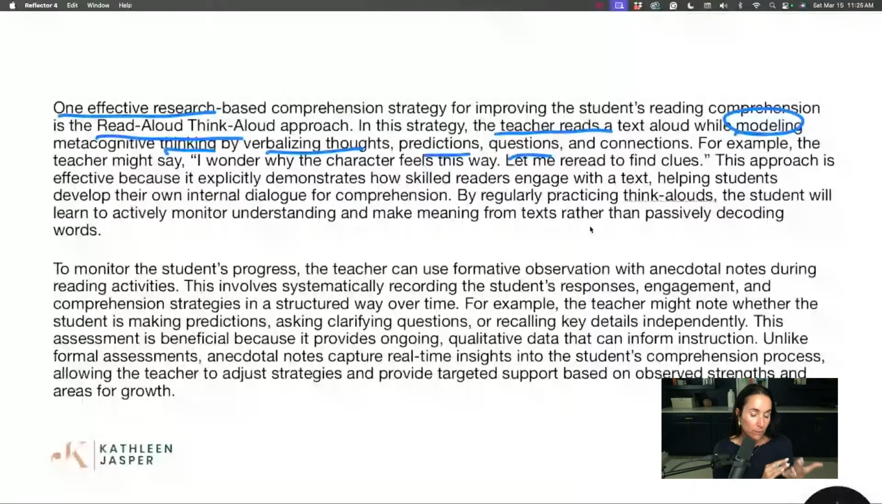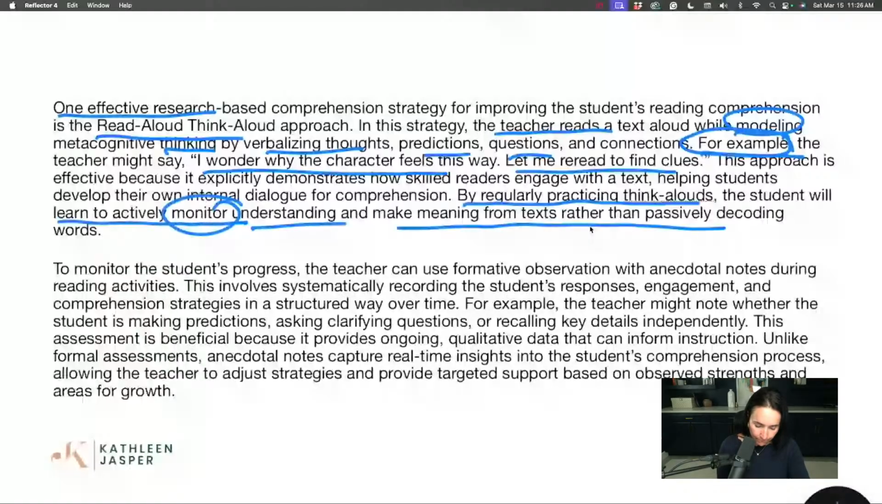Read aloud, think aloud is when we read aloud and I go, that's an interesting word. I wonder what that means. Let me see if I can read around the word. You kind of talk out your thought process to teach students how to use their brains. And again, for example, specific example, I show you, I don't tell you. For example, the teacher might say, I wonder why the character feels this way. Let me reread to find clues. By regularly practicing think alouds, the student will learn to actively monitor understanding and make meaning from text. Good, check. You don't even need all that, but it works.